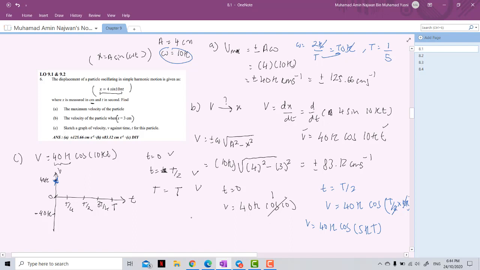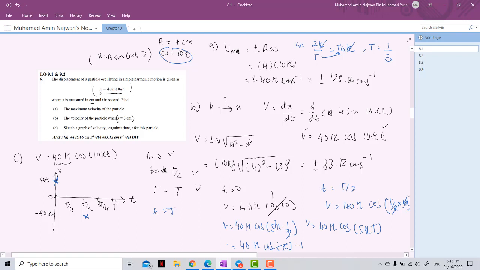So from here you know that the velocity equals 40 pi cos 5 pi multiplied by 1 over 5. So the 5 cancels, and you can actually have here 40 pi cos pi. Cos pi is actually negative 1. So actually when t = T over 2, it starts from here. Try to find when t = T, the big T.